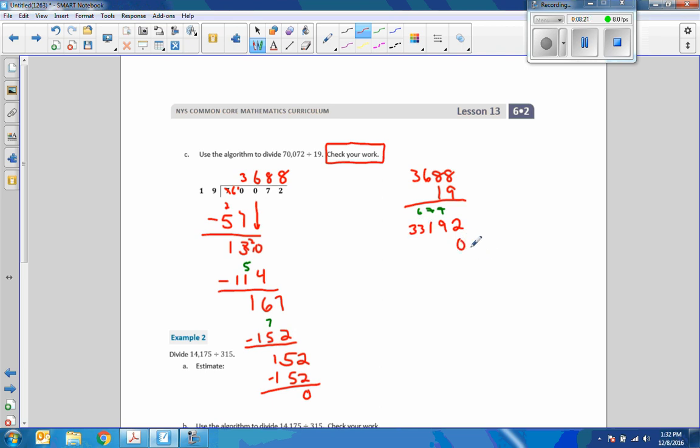Bring down a 0. 1 times 8. 1 times 6. 1 times 3. Add 2 plus 0. 9 plus 8 is 17. 8, 9, 10. 6, 9, 10, 6, 7, 0, 0, 7, 2. Up here, 7, 0, 0, 7, 2. That is checking your work.